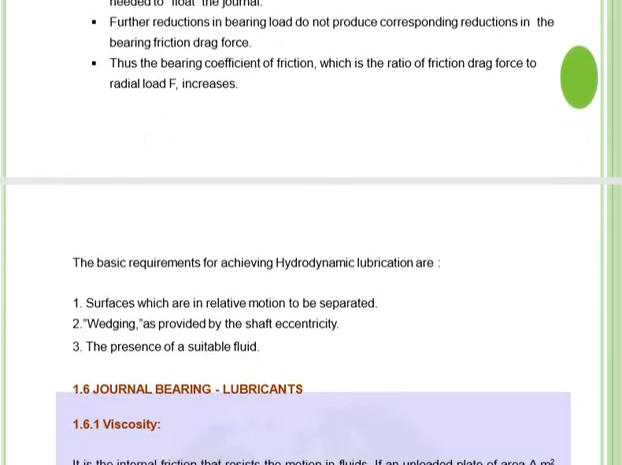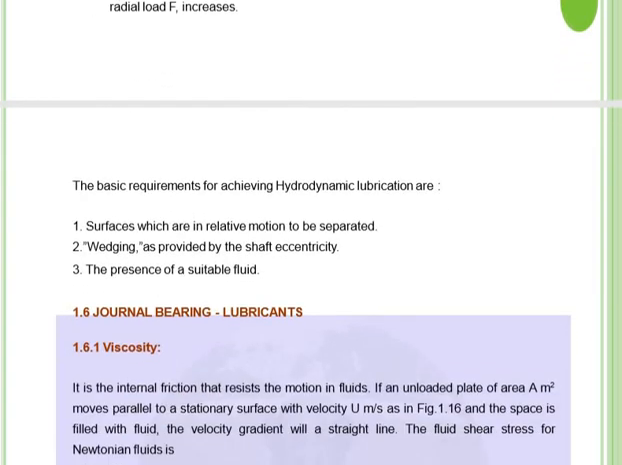And generally we can discuss the basic requirements of hydrodynamic lubrication. The surfaces in relative motion have to be separated. Relative motion will be there, then we have to separate the bearing and journal. Otherwise, it is very difficult. Wedging action, or shaft eccentricity, should be there. That gap should be there. That center is going to be changing. That is called eccentricity.